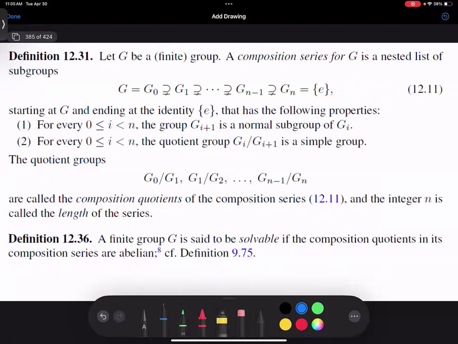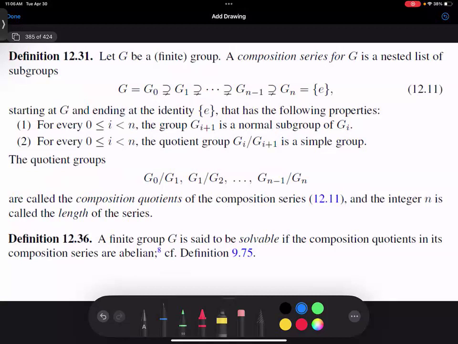If we have a finite group, we can create what's called a composition series, which is a sequence of groups. Each one is properly contained in the previous. We start at G, we end at the identity. And as we go down, each group G_{i+1} is normal in G_i. And if we look at the quotient group G_i mod G_{i+1}, that's a simple group. And if in addition, these quotients are also abelian, then we say the group is solvable.